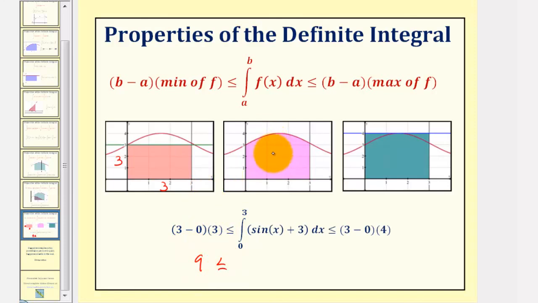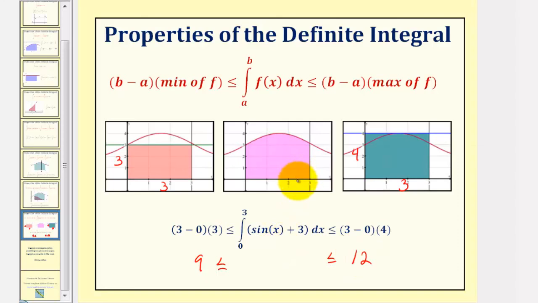And now the maximum function value of our function f of x is 4. So if we graphed y equals 4, which we see here in blue, and found the area under this function bounded by the x-axis, because it's a rectangle, we know it's going to be 4 times 3, giving us an area of 12.